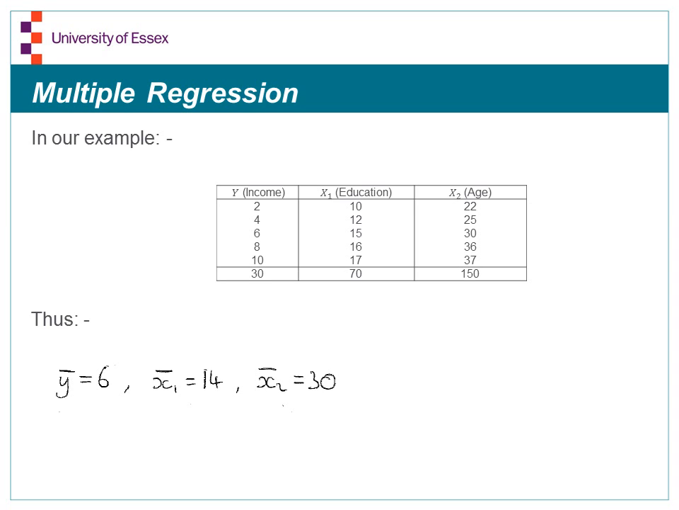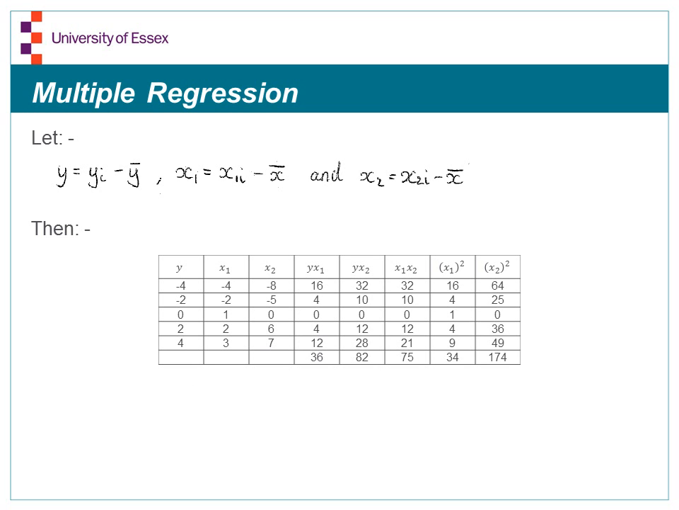So we've seen a bit of theory, so let's have a look at an example now, because it's always easier when we can actually plug some numbers in and really get a feel for what's going on. So in our example, y is income, x1 is education, x2 is age, and so I can look at the mean of y, which is 6, the mean of x1, which is 14, and the mean of x2, which is 30. So I can certainly work out the values that I need from these, and I'm going to plug them all into a bigger table now.